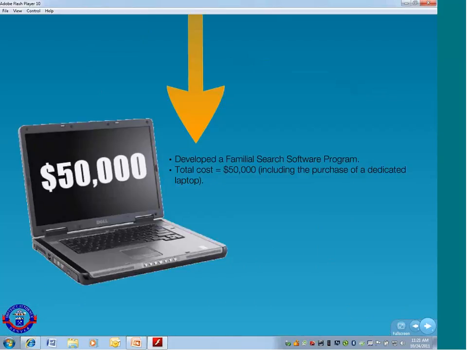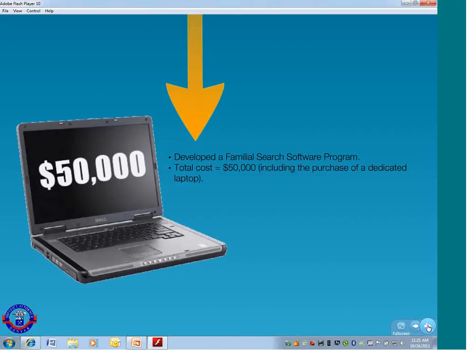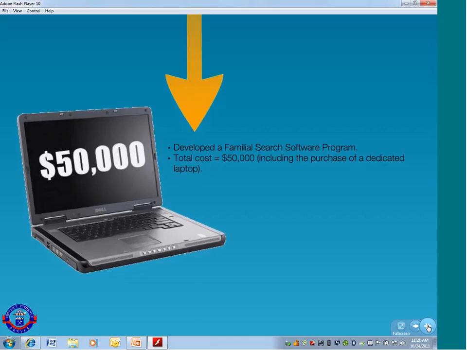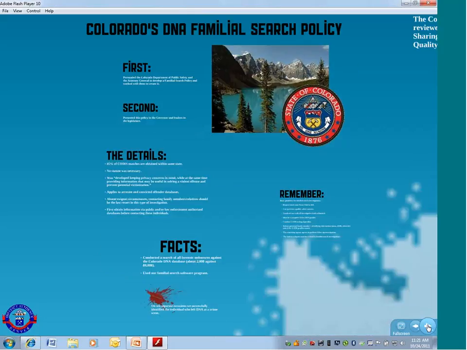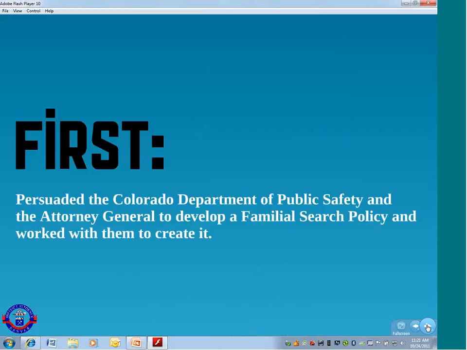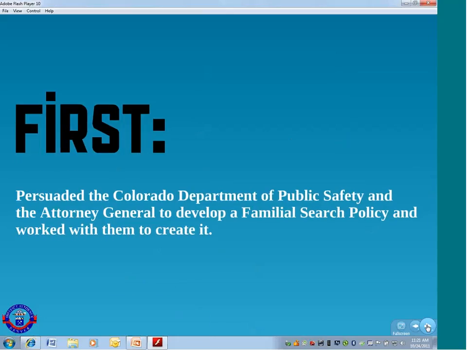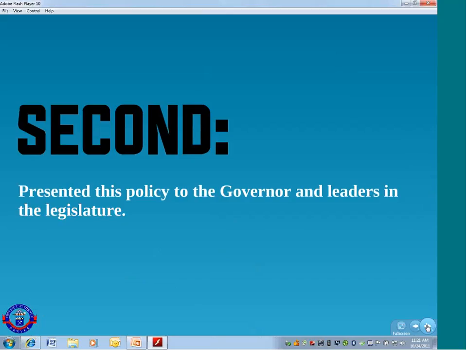We decided to develop our own software. Cost us $50,000, which included developing the software and buying a dedicated laptop to do this work. Then we moved forward as far as our research went to try to get the state of Colorado to let us do familial searching at the state level. First, we contacted the Department of Public Safety and the Attorney General, developed a familial search policy, and worked with them to create it. We presented the policy to the governor and to the leaders of our legislature.